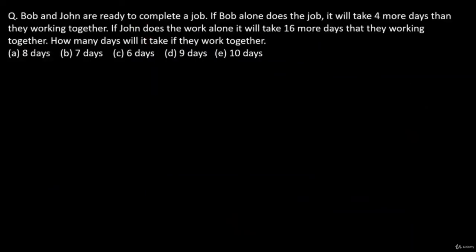Bob and John are ready to complete a job. If Bob alone does the job, it will take 4 days more than they working together. If John does the work alone, it will take 16 more days than they working together. How many days will it take if they work together? Alright, pause the video, give it a try, and then let's do it together.